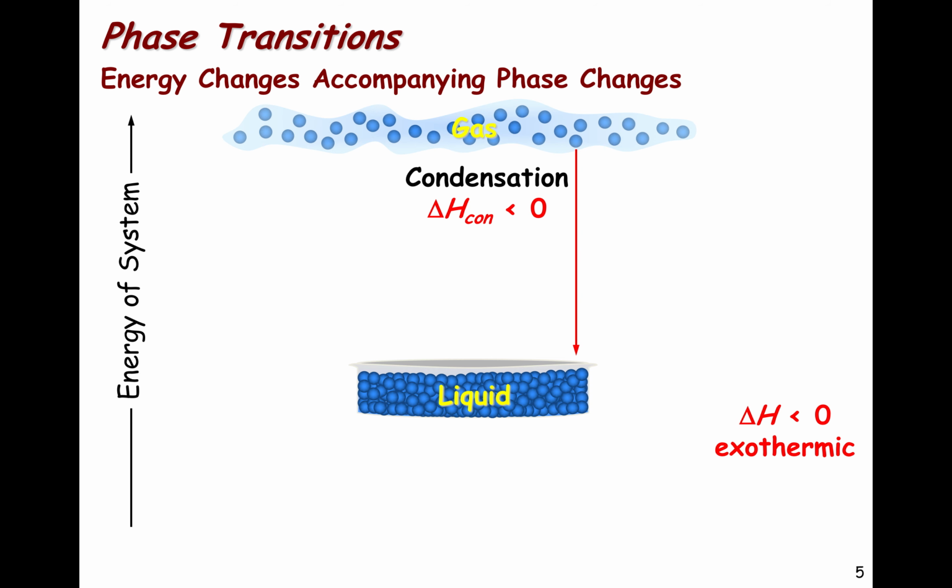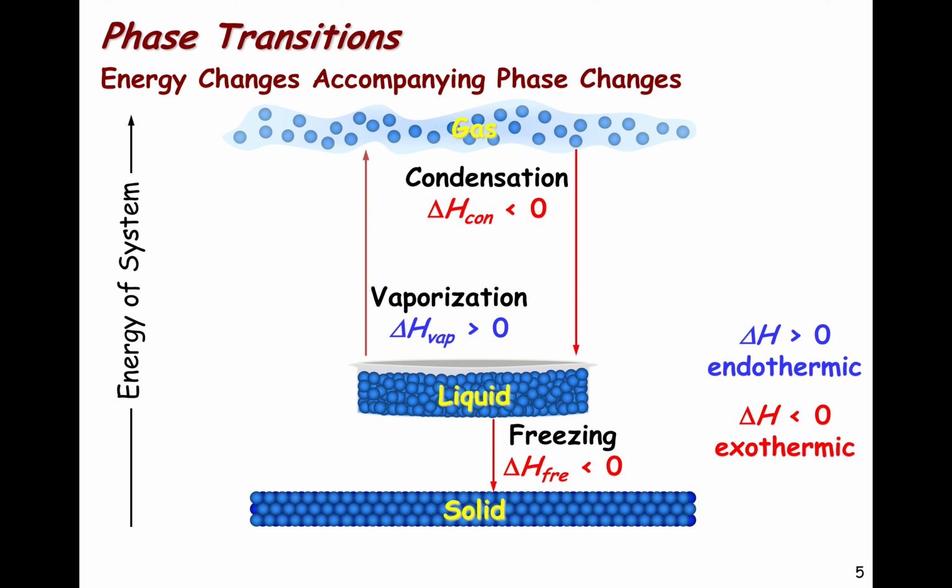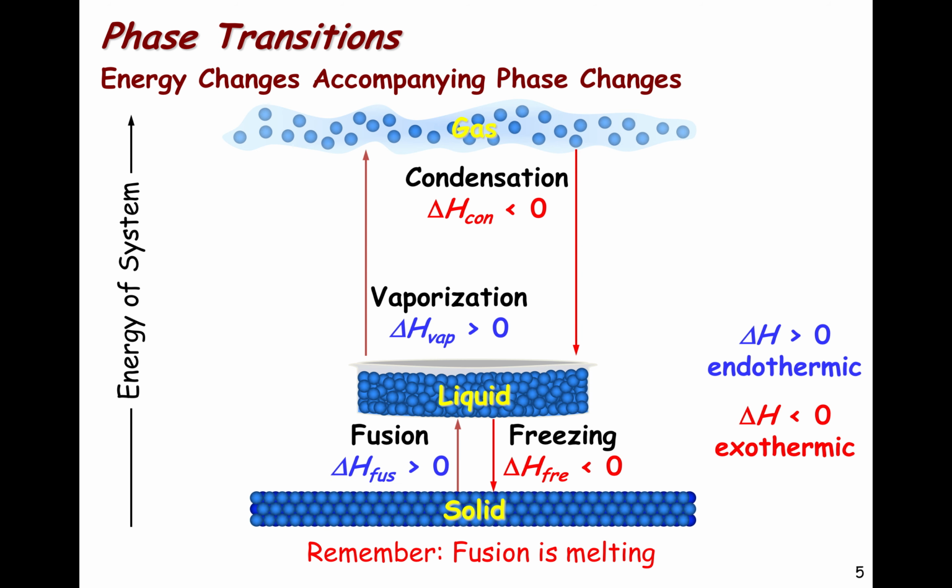In this case, that process is going to have an enthalpy of less than 0, or essentially it's an exothermic process. The opposite process of vaporization of a liquid is endothermic, so heat has to be placed into the system to break some of the bonds. And likewise, the process of going from liquid to the solid has to be an exothermic process, so the enthalpy is less than 0. The reverse, the melting process, or the so-called fusion, is endothermic, so the enthalpy would be positive.